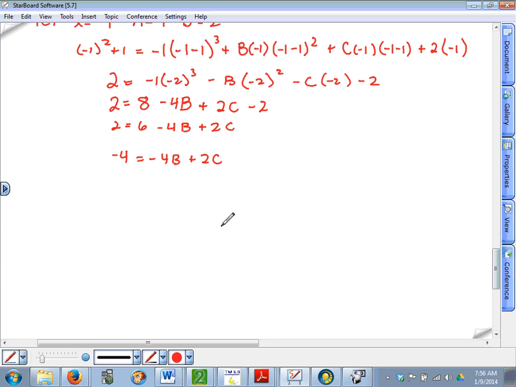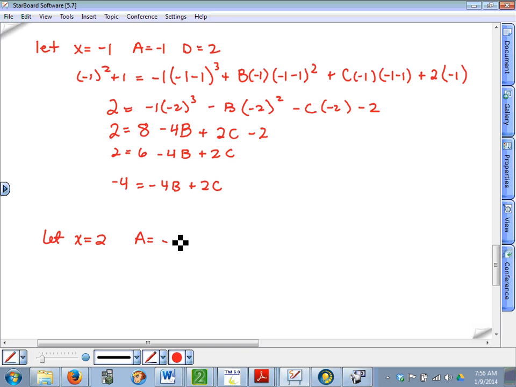I have 2 would work. Let x equal 2. Oh man, I forgot. I can't even see it anymore. Where is A? A is -1, and D is 2. So we go through that whole thing again.